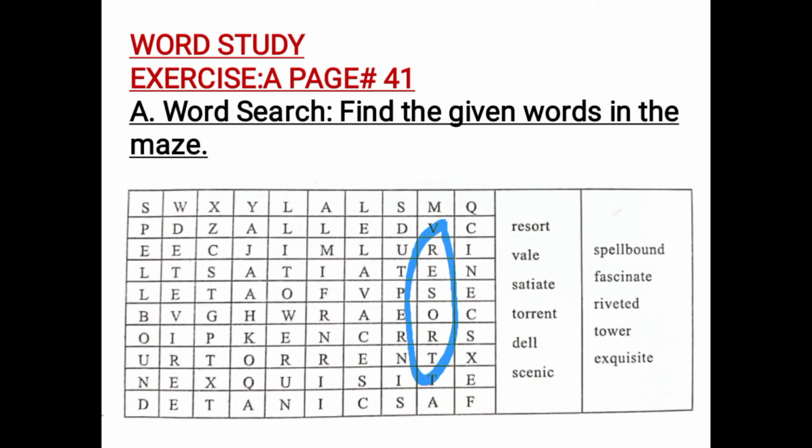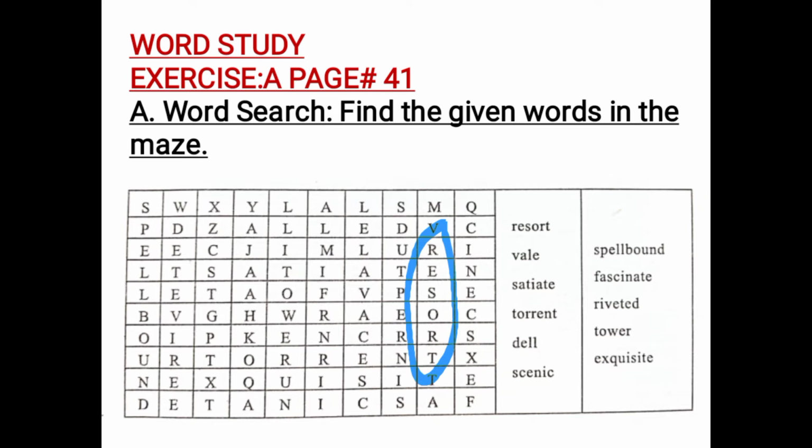In today's class, we will do word study exercise A, page number 41. In this exercise, what you have to do is find the given words in the maze. As you can see on the right, there is a list of different words, and on the left, the words have been jumbled up in the box in the maze. But you have to look carefully and find the words.